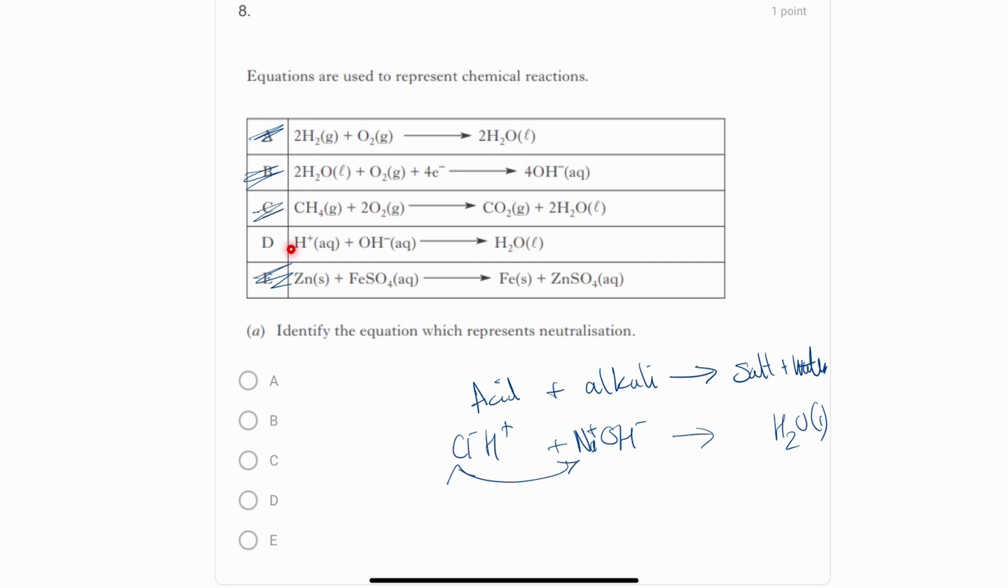And although we haven't got any other ions there, there is a hydrogen ion and hydroxide ion, which represents an acid and an alkali, combining to give the water. So D would be the one that best represents a neutralization reaction. All the other ones that produce water are actually combustion reactions because there's something burning in oxygen to give water and carbon dioxide if the carbon is there.